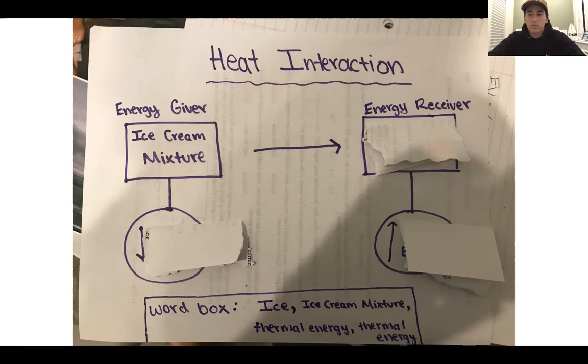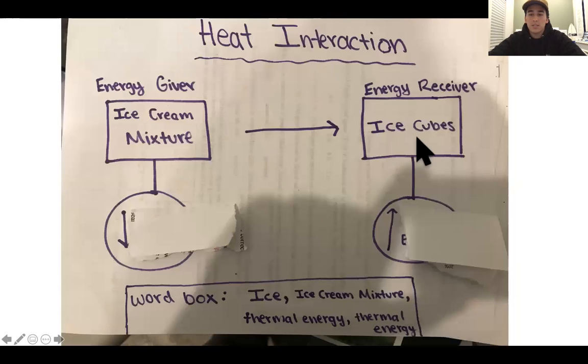So then what received the energy? And the answer for this would be the ice cubes. So the ice cubes received the energy from the ice cream mixture, which allowed it to melt. So the ice cream mixture gave its heat to the ice cubes.